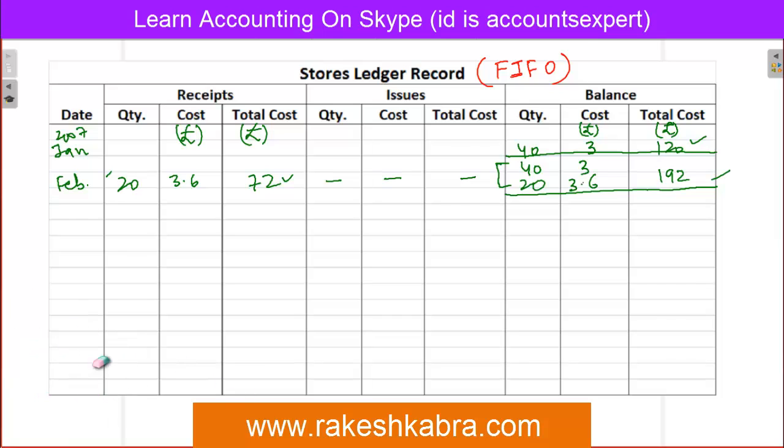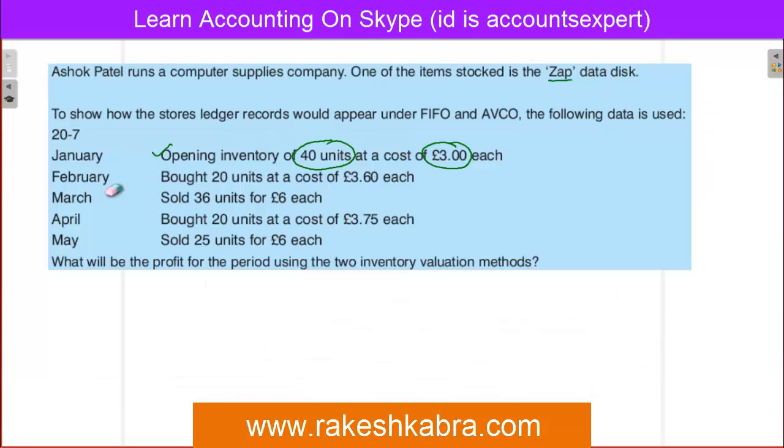Now see the next. After February, see what happened. In the month of March, we sold how many units? 36 units we sold. And what is the selling price per unit? £6. So we sold 36 units.